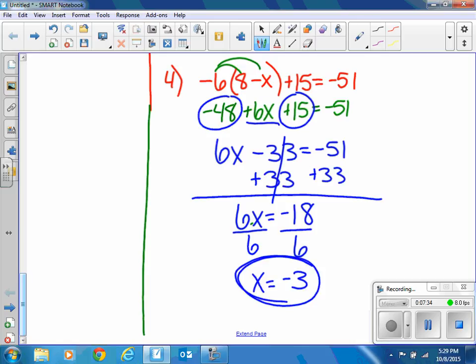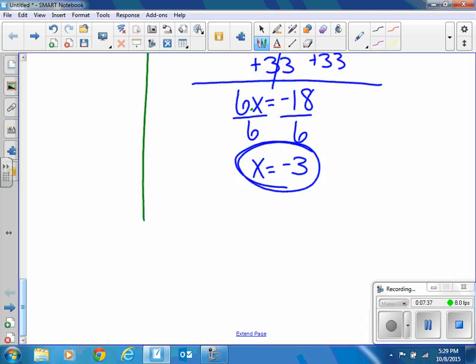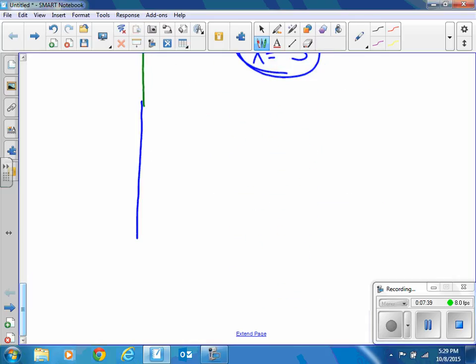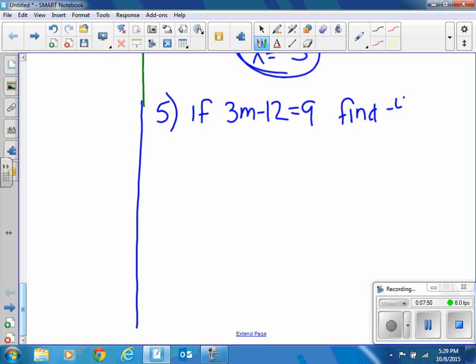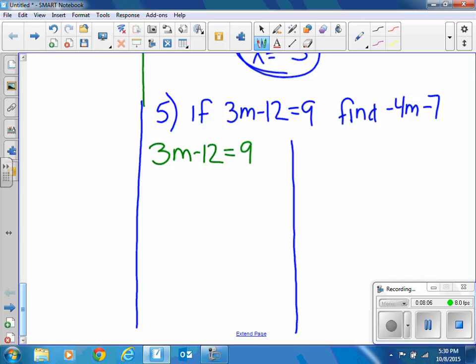All right, I want to do 2 more examples, and they're going to be a little bit different than you're used to seeing. So let's see if we had this. If 3m minus 12 is equal to 9, we need to find the value of the expression negative 4m minus 7. Well, how are we going to do that? First, we have to find what m is equal to. So let's see if we can solve for m. 3m minus 12 is equal to 9, right? We can solve this equation.